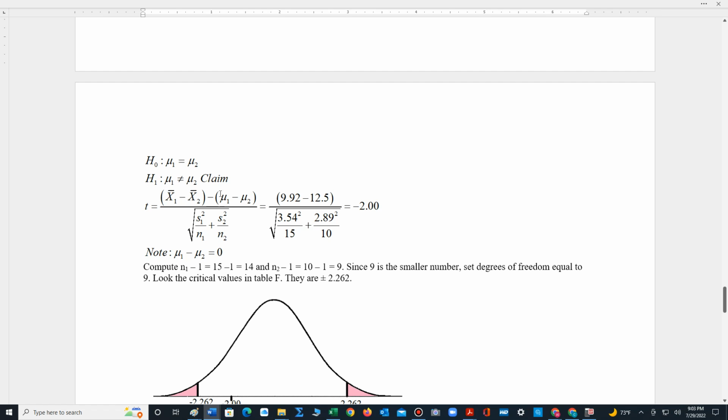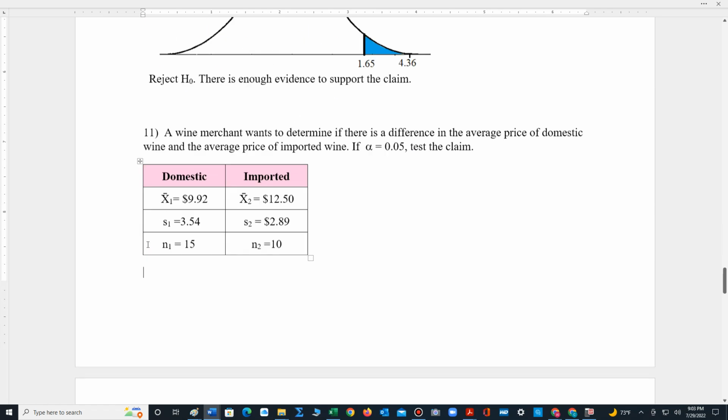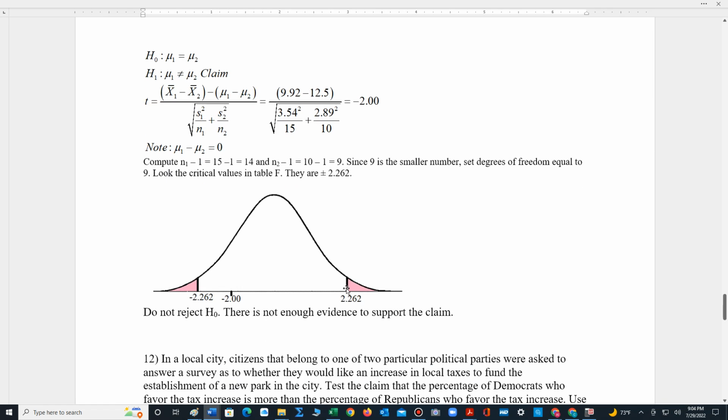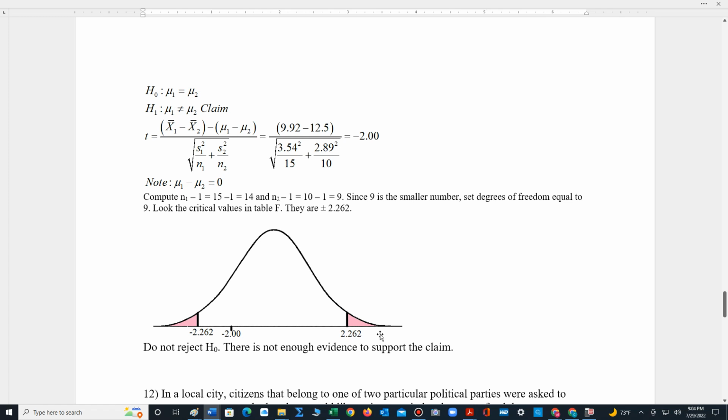The formula is somewhat similar to the previous formula for number 10, except that we have t and the sigmas are now s's. Same thing with mu1 minus mu2, they're 0. So we put down the difference between the two sample means, over the square root of each sample standard deviation squared divided by the sample size. Once again, we could just key in this information like we did in the previous example, and the answer is -2.